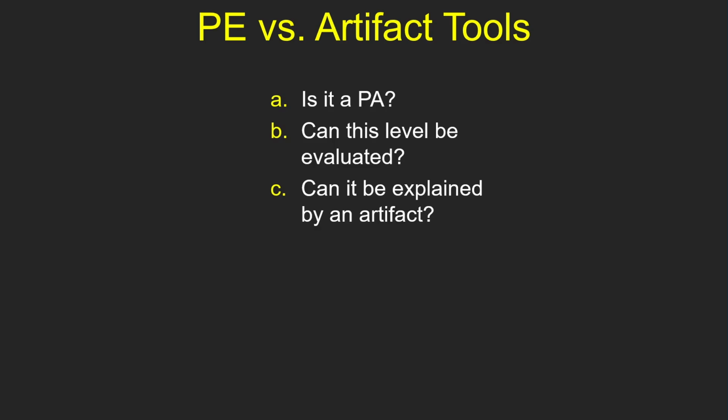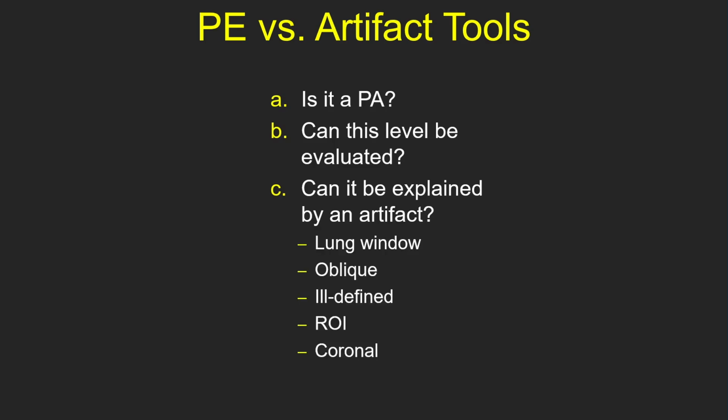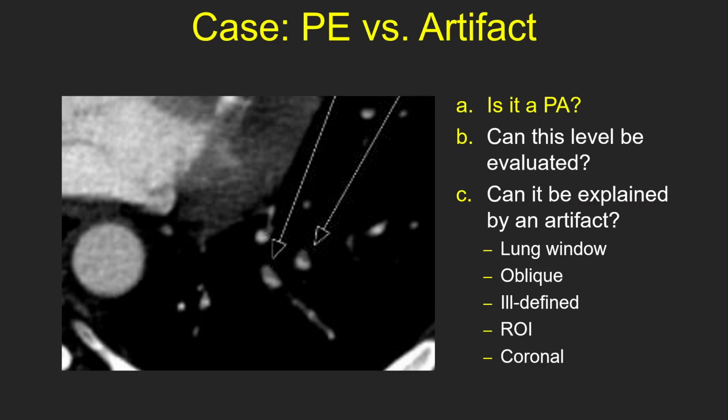Can it be explained by an artifact? Look at the lung window. Is it oblique or ill-defined? Use ROI as an adjunct tool. Look at the coronal. Let's use these tools on a case.